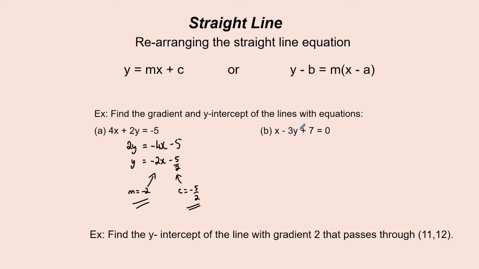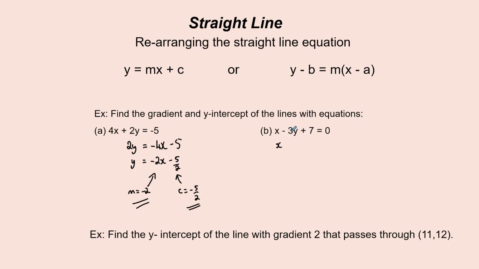First of all, there's actually an easier way to do this here. Instead of trying to move the x and the 7, it makes more sense just to move the negative 3y. So what I'm going to do is the opposite: taking away 3y is adding 3y. So I'm going to add 3y to both sides.